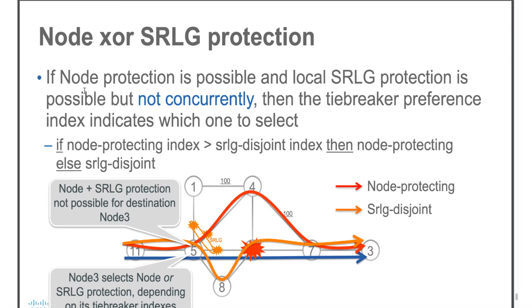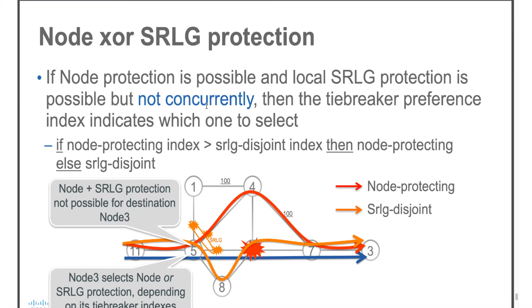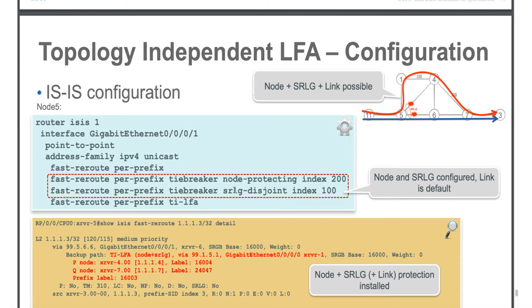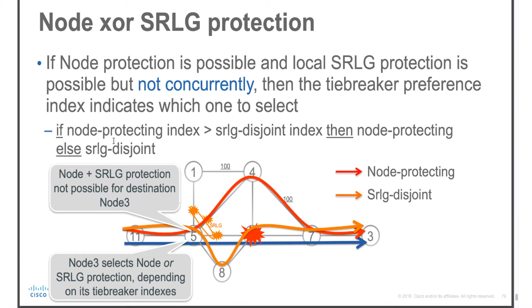But what it is trying to say here is, if node protection is possible and local SRLG protection is possible, both are possible, but not concurrently. That means you cannot do both at the same time. Then the tiebreaker preference index indicates which one to select. When configuring the tiebreaker, we assign an index value. In this case, SRLG has an index value of 100, while node protection has an index value of 200. And the logic is very simple. If the node protecting index value is greater than your SRLG disjoint index, then you will protect the node.